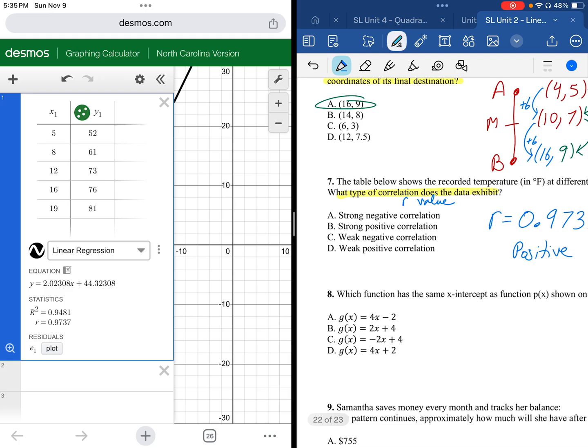So we know it's positive because it's a positive number. So that means we can mark out A because it says negative, and we can mark out C because it also says negative. But because it's a 0.9, that's really close to 1, we're going to say it's a strong positive correlation, not a weak. If it was like 0.3, that's where it would be weak. But we are 0.9. That's really strong for us.